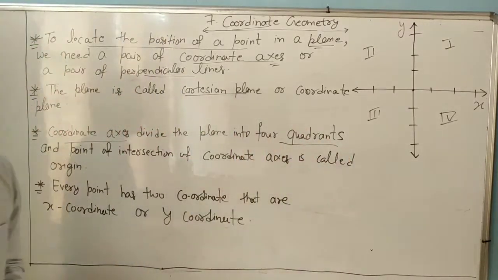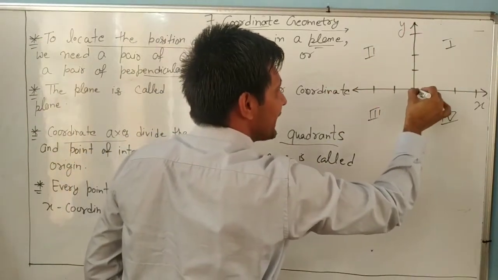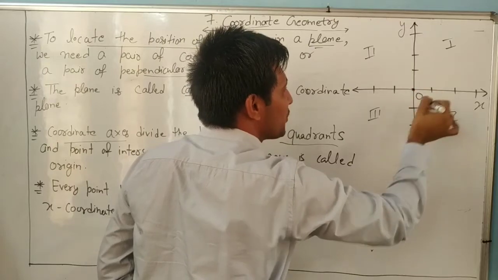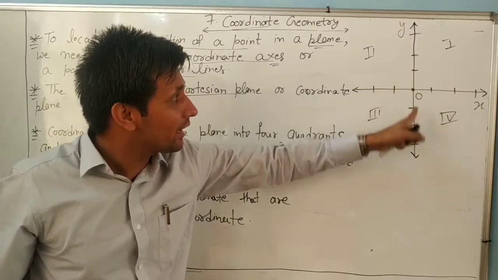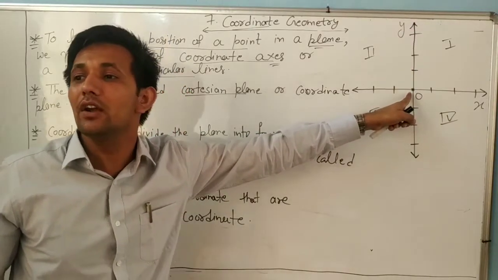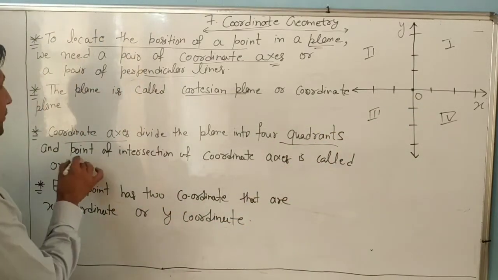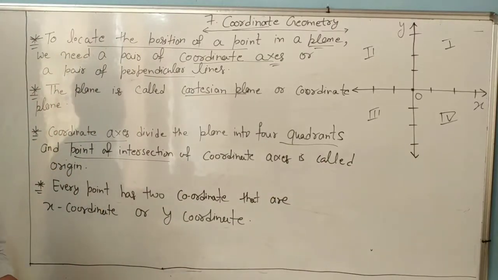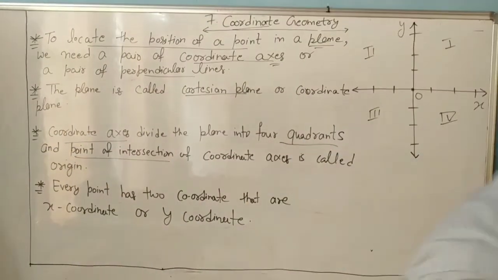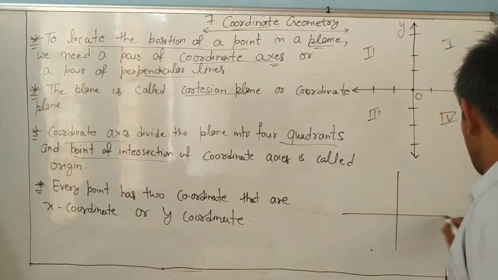Understand here? And everyone knows both perpendicular lines intersect each other at some point. Suppose it is point O, and where they intersect each other is called the origin. What do we call it? The origin. The point of intersection of the coordinate axes is called the origin. Understand here?